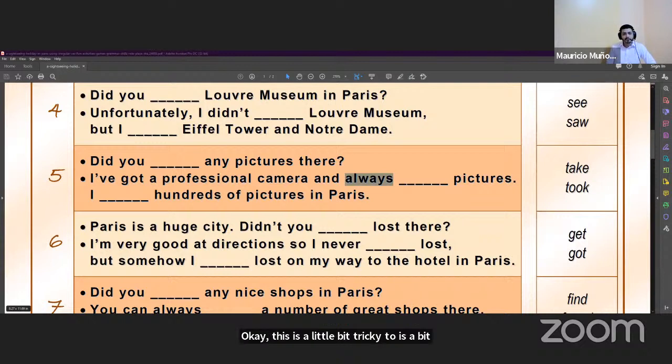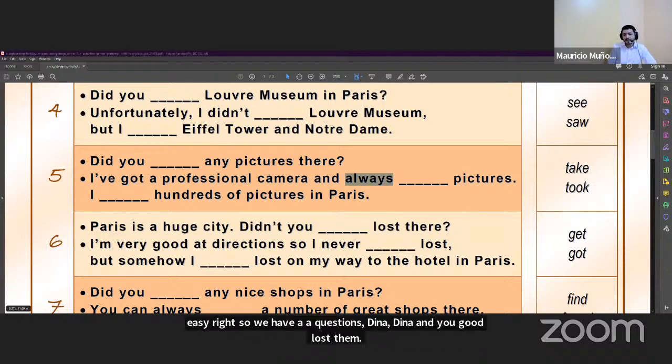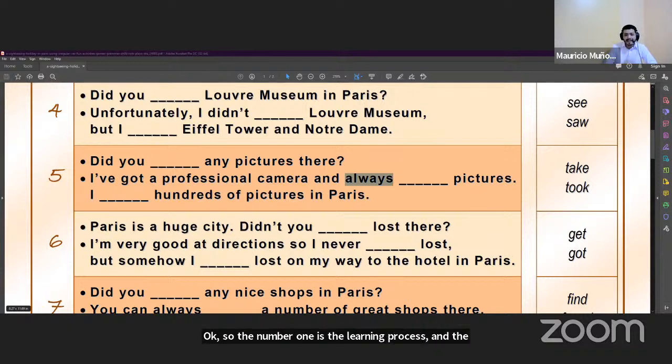Well, thank you for your participation. Well done. So the first part is pretty easy, right? We have a question: Didn't you get lost there? So the number 1 is the verb in present, and the number 2, I'm very good at directions, so I never get lost. Get is in present, okay? I never get lost. But somehow I got lost on my way to the hotel in Paris. So the number 3 is past.